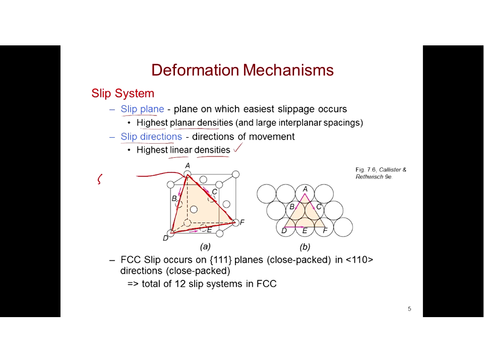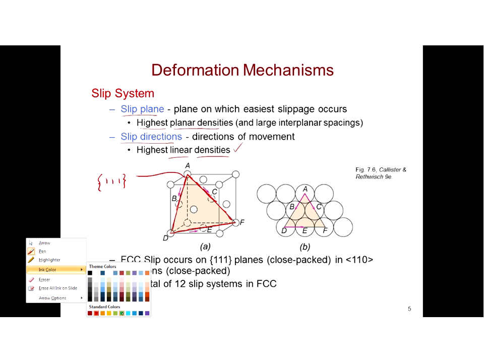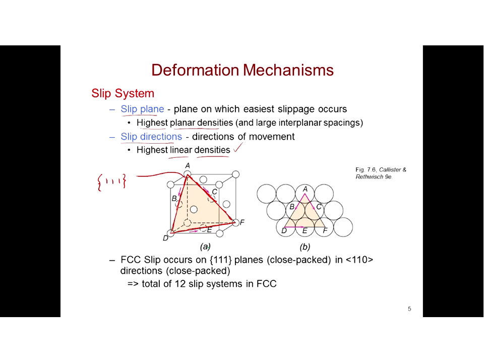Actually, what it really is, it's part of the 111 family of planes. If you'll remember, when we use those curly brackets around the plane indices, that means it's the family of planes, right? Because that plane has a certain linear density, right? But I could draw another plane on here. I'm sorry, planar. That plane has a certain planar density. But I could draw another plane on here that would have the same planar density.